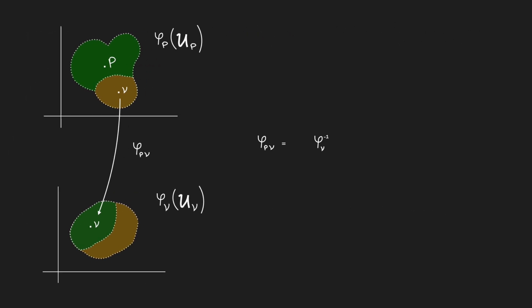And this is what it looks like. So all I have to do is take the inverse right there and then do a composition of it to figure out what it looks like. So these are called transition functions.